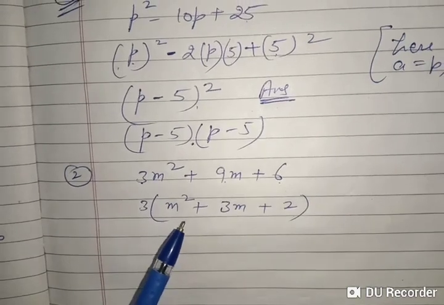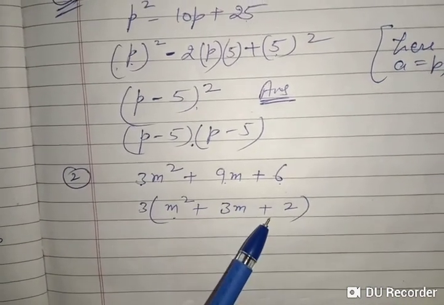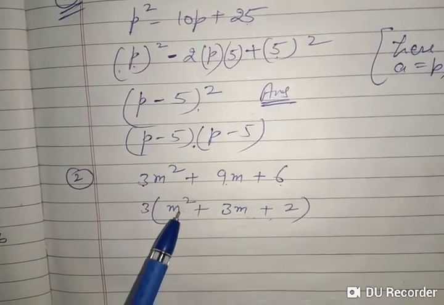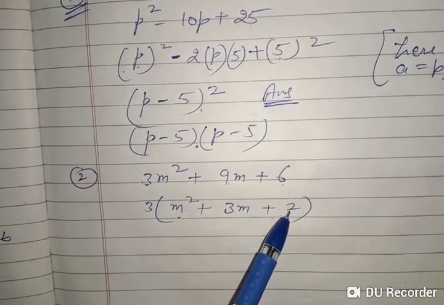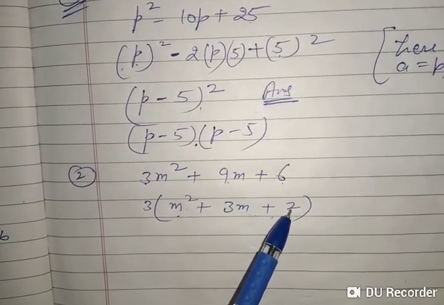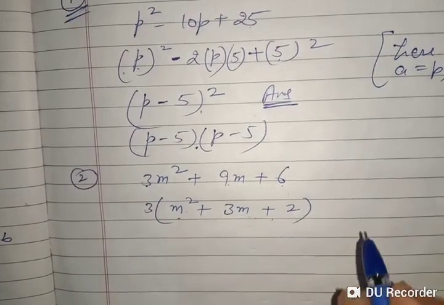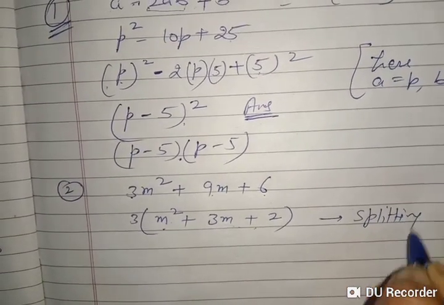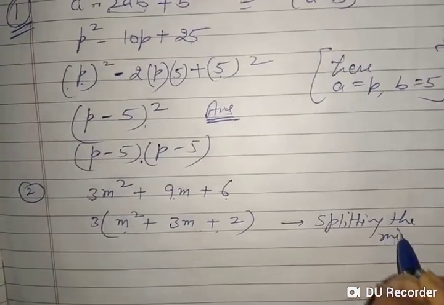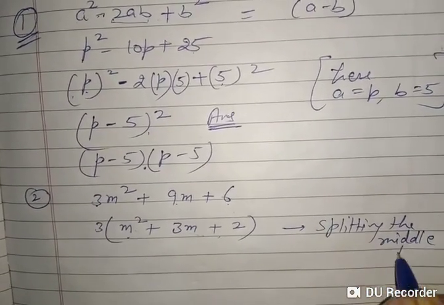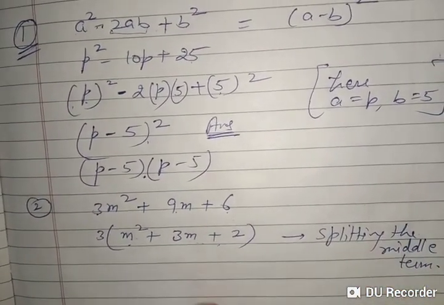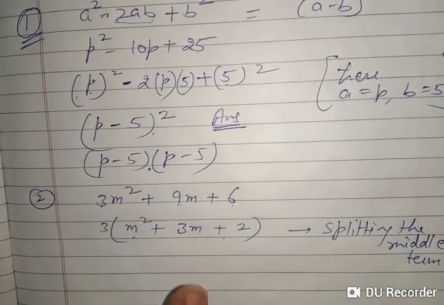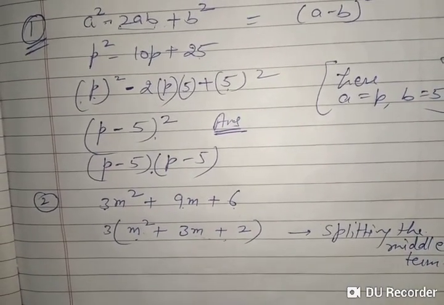Can we use identity here? First identity says a square plus b square. It is 2. We cannot write it in the form of square. So this question is of splitting the middle term. This is the thing I am telling you. How can you find out by which method, which question, why and how we will solve.